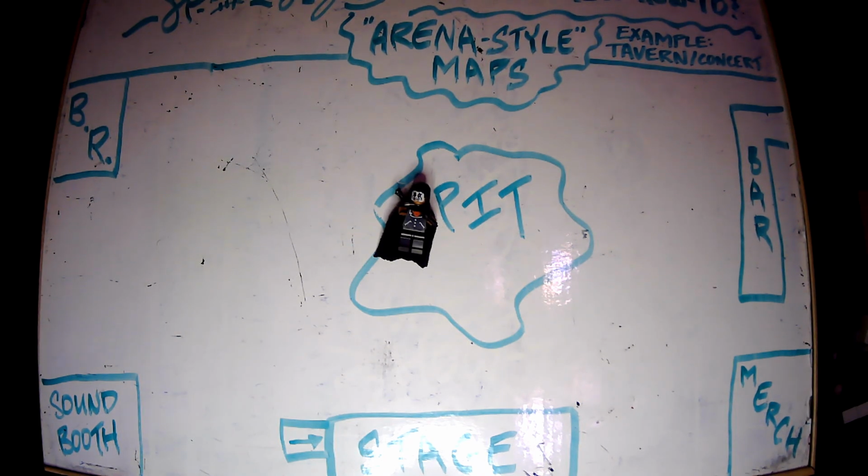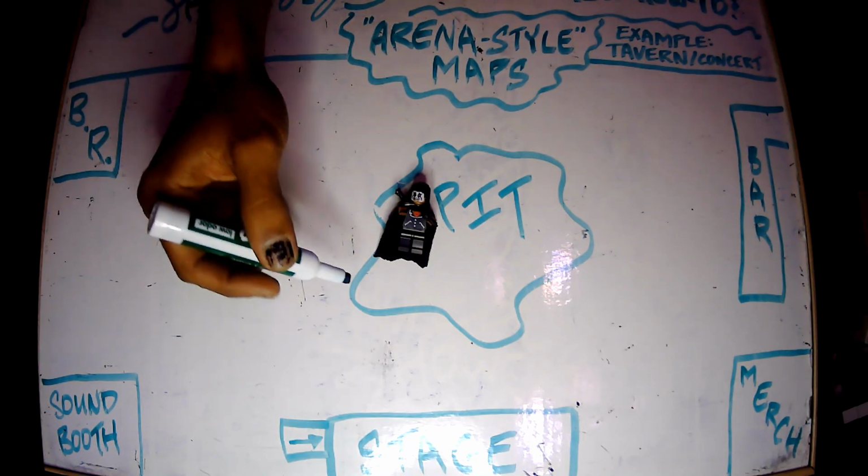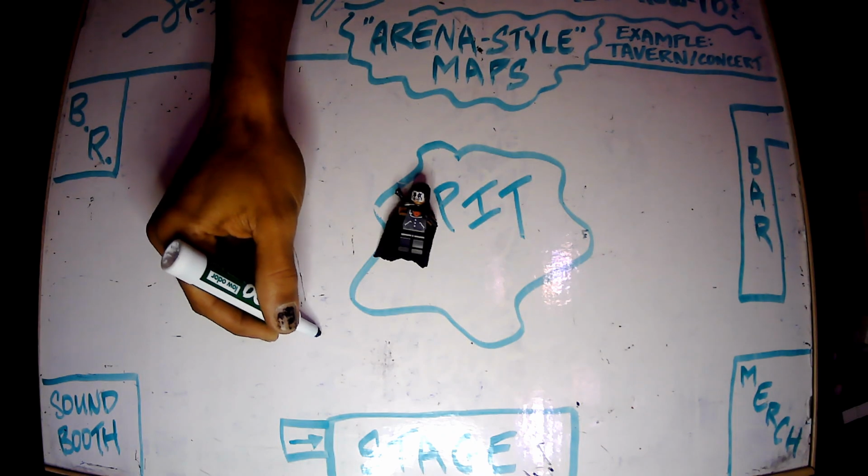What I've drawn here is just a very, very basic representation of a little concert venue and/or small tavern, as we described, for our players to move around in. And so one of the easiest ways that you can turn around and apply this is simply marking where your players are.